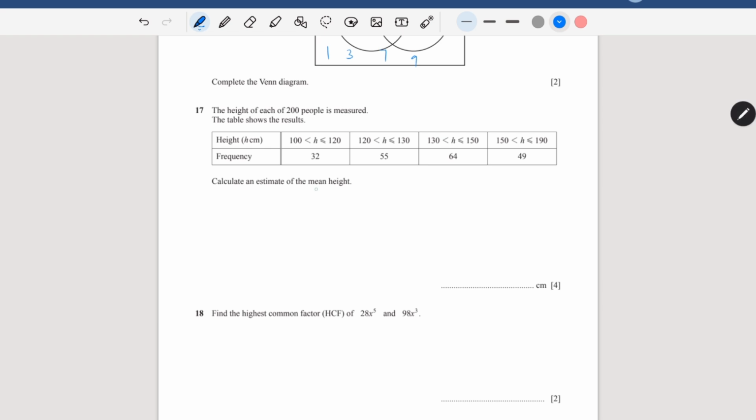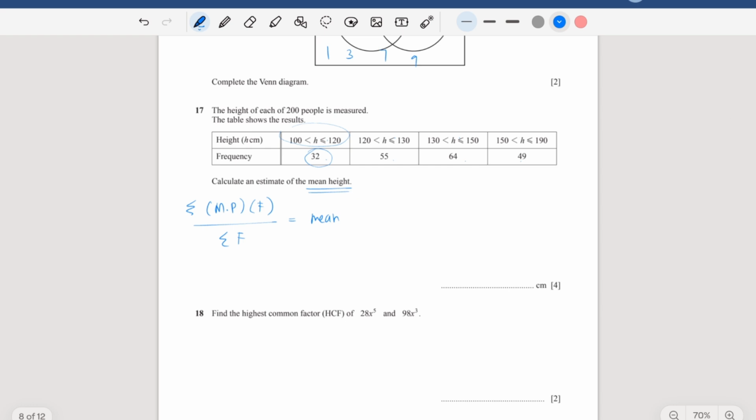When they ask for the estimate of the mean height, if we are given the class interval and also the frequency, you need to find the midpoint of the class interval and multiply it by the frequency, and add up everything. Find the sum of midpoint times frequency for each class, and finally divide by the sum of the frequency. Then you will get your mean height. Let's do it together.